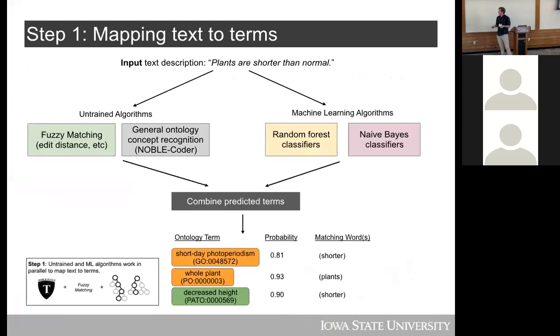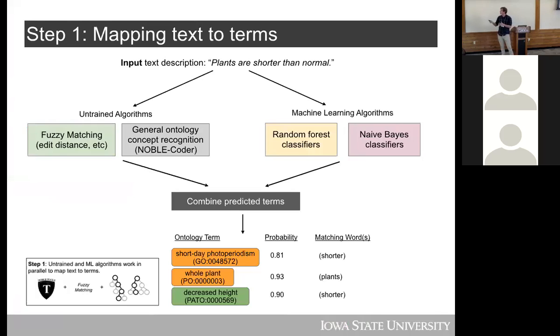So the first step, again, is to go from a sentence to an unstructured set of ontology terms, which is shown on the bottom. And the methods we use to accomplish this can roughly be grouped into two separate categories. On the left, we have some untrained algorithms. And by untrained, we just mean non-machine learning. And so these look for instances of ontology terms within text by accounting for things like variations in spelling, variations in synonyms that are being used to describe the same words, even misspellings, for example.